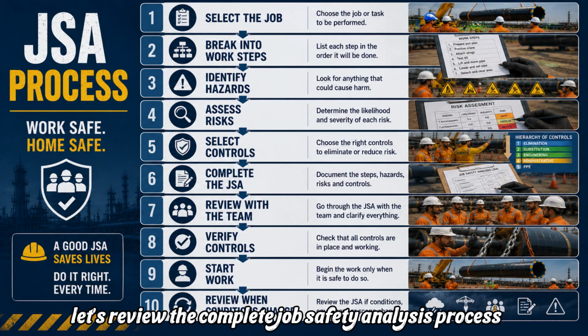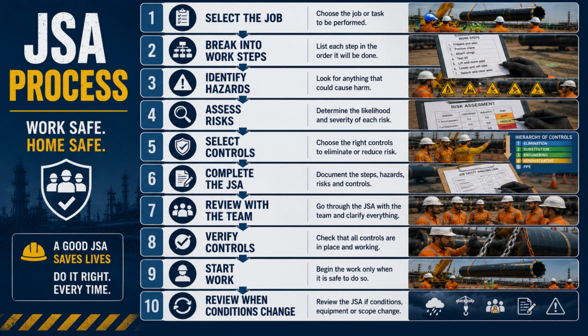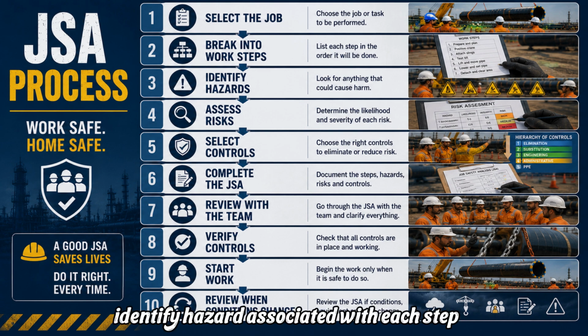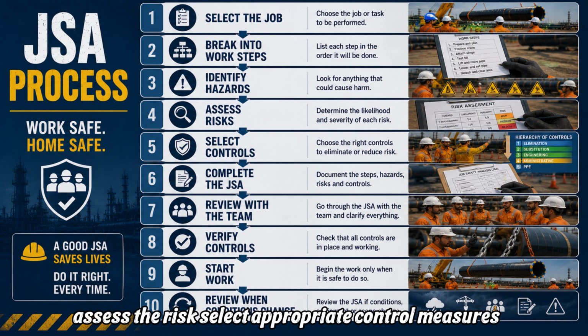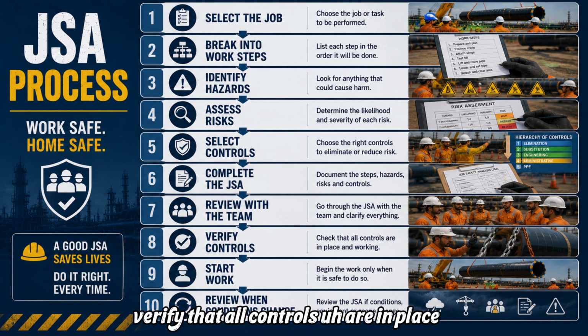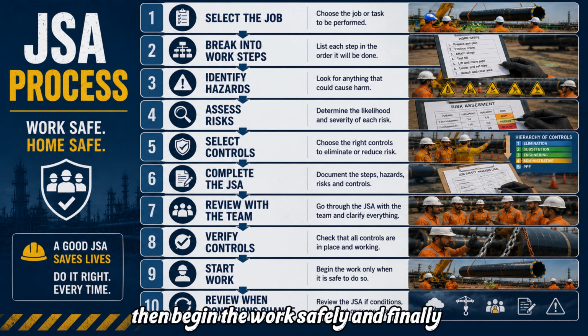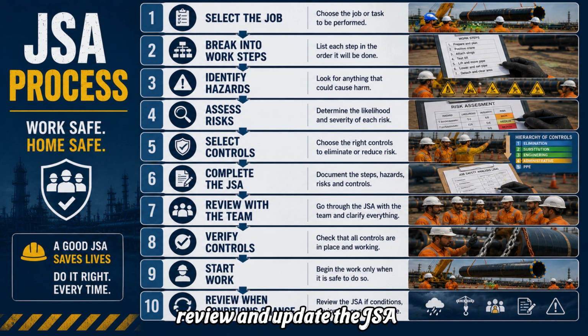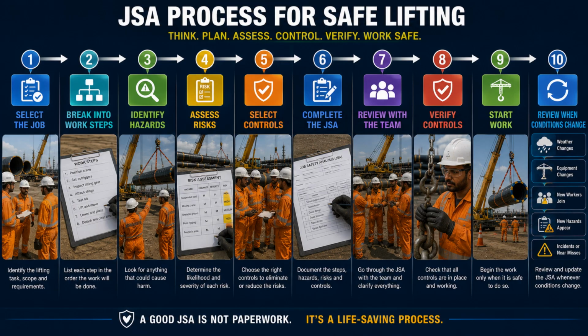Let's review the complete job safety analysis process. First, select the job. Next, break it into logical work steps. Identify hazards associated with each step. Assess the risk. Select appropriate control measures. Complete the JSA form. Review it with your team. Verify that all controls are in place. Then begin the work safely. And finally, review and update the JSA whenever the conditions change.